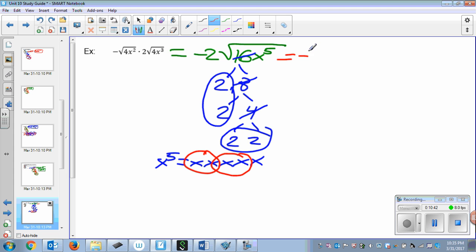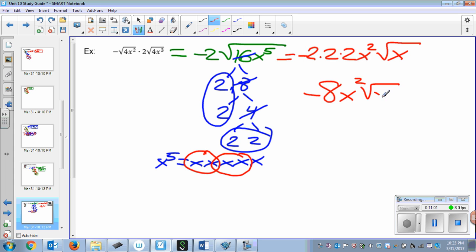So I had a negative 2 on the outside already. I'm taking out 2 groups of 2 and 2 groups of x's, and left inside I have 1x. So negative 2 times 2 times 2 is negative 8. X squared times the square root of x.